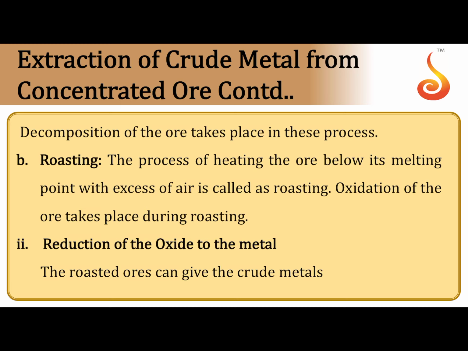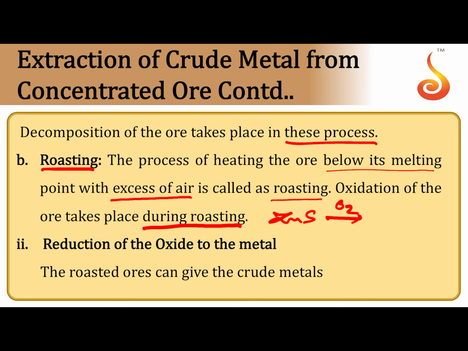Decomposition of the ore takes place during the calcination process. Roasting is another method. The process of heating the ore below its melting point with excess of air is called roasting. Oxidation of the ore takes place during the roasting. For example, zinc sulfide, on heating with excess of oxygen, is converted into zinc oxide.